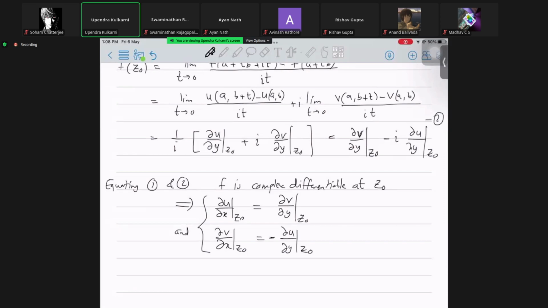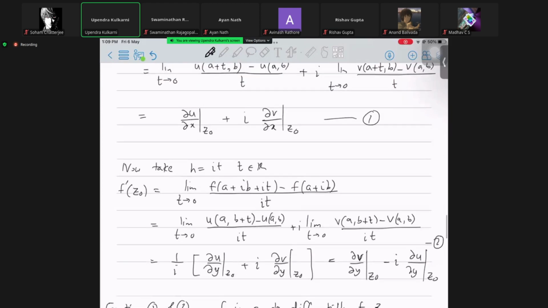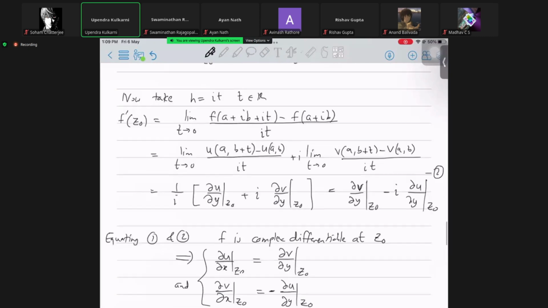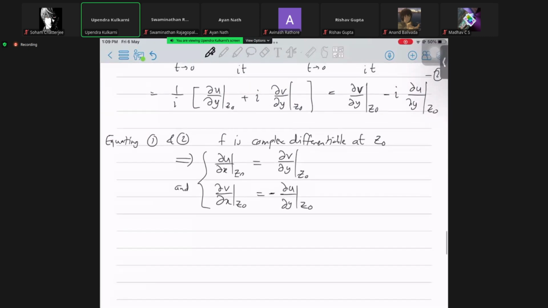So you see, now an obvious question arises. If f is complex differentiable, then I have partial derivatives, because these limits have to exist. Since f prime is defined, regardless of which direction I approach zero along, the limits have to exist. So I have shown that the partial derivatives exist and they must satisfy these conditions.